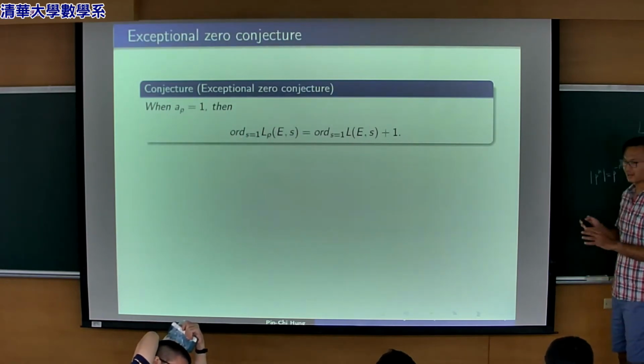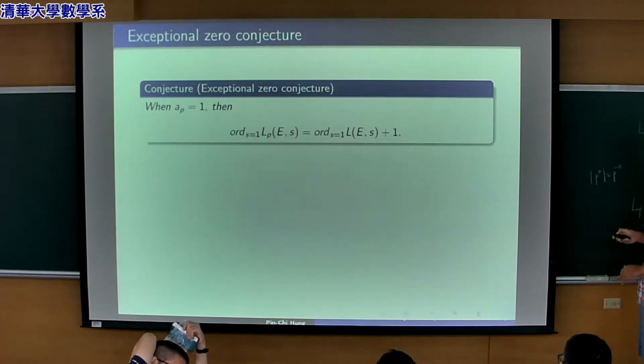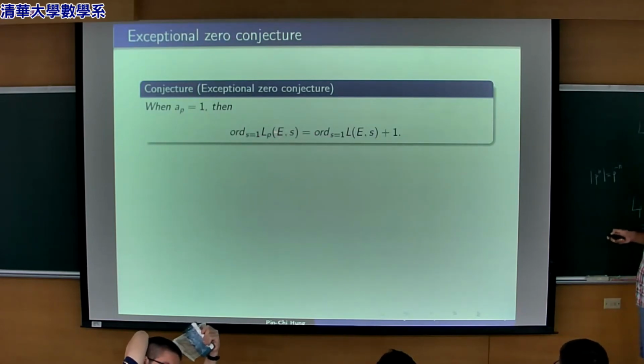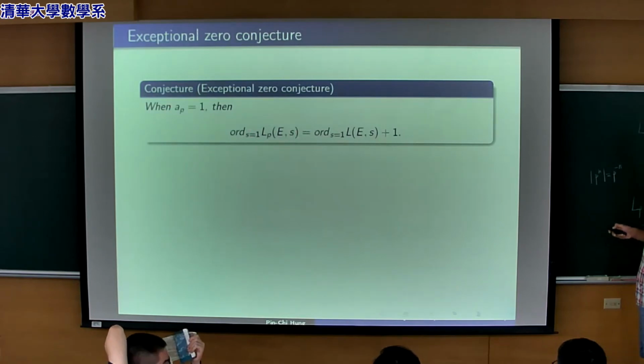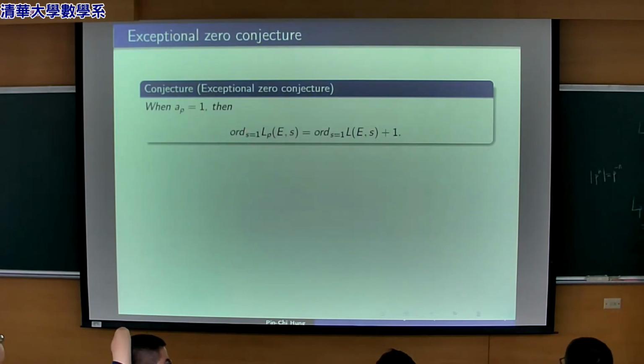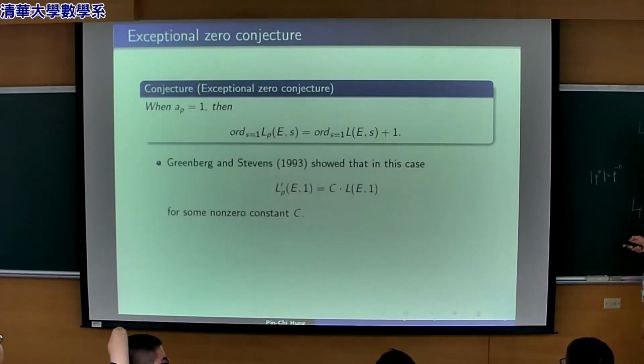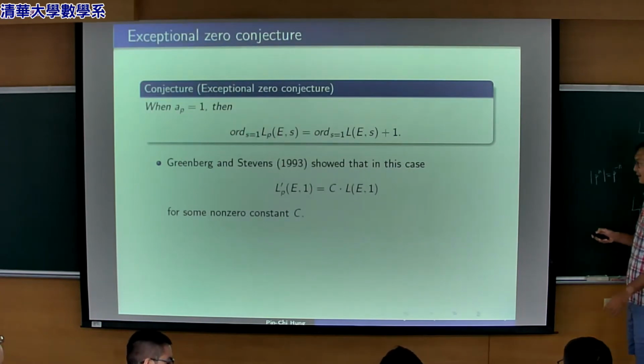So before you can study this in terms of this, you need to know their relationship, right? You need to know the relationship, and in this situation, the difference is one, and this is given by Greenberg and Stevens. And how do you find out that one has one more zero than the other?